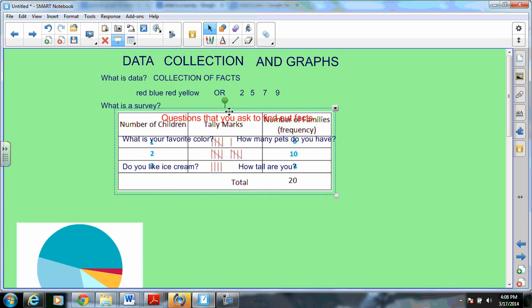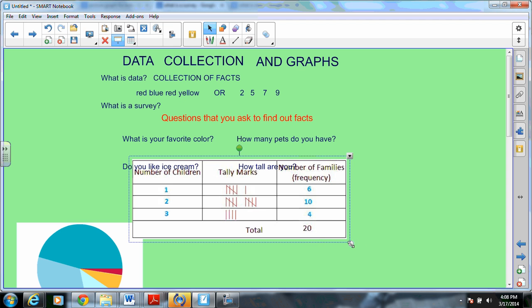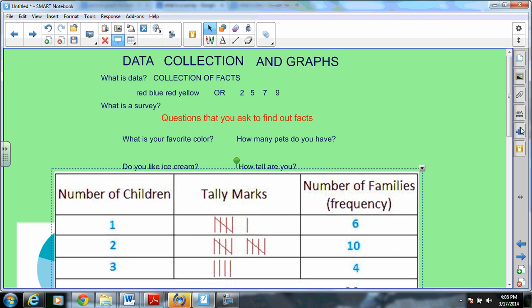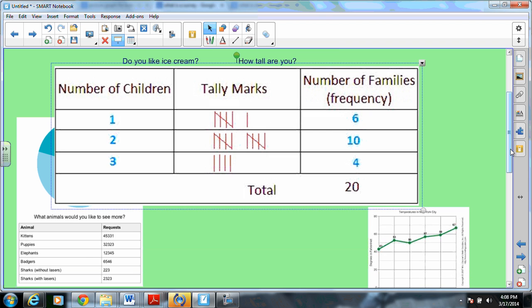If you look closely at this table, and let me try to make it larger for you, it says number of children, tally marks, and number of families. So it seems to me that a question that was asked is, how many children do you have? And so some families answered 1, some families answered 2, and some families answered 3.